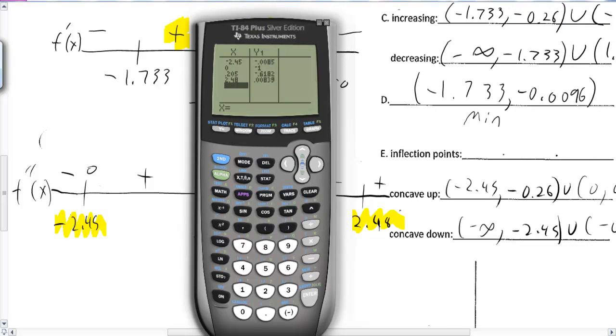So now we can go ahead and fill in our list for inflection points and say we have, oops, let me get my pen back. There we go. That did not work. Let's try that one more time.